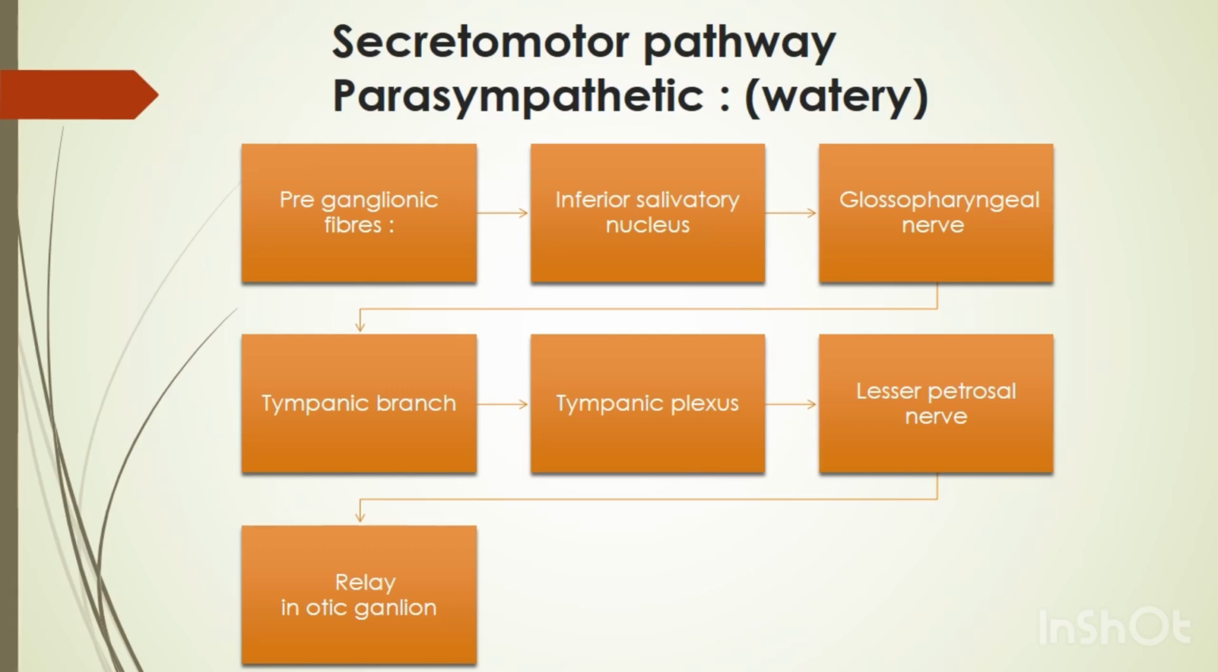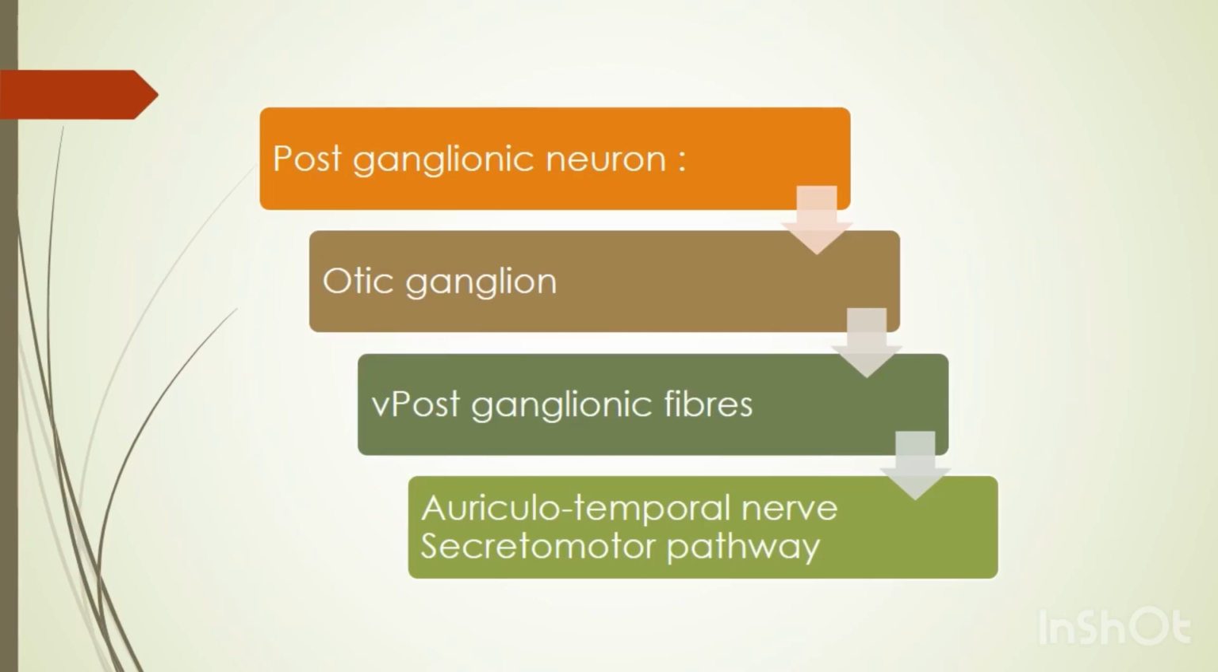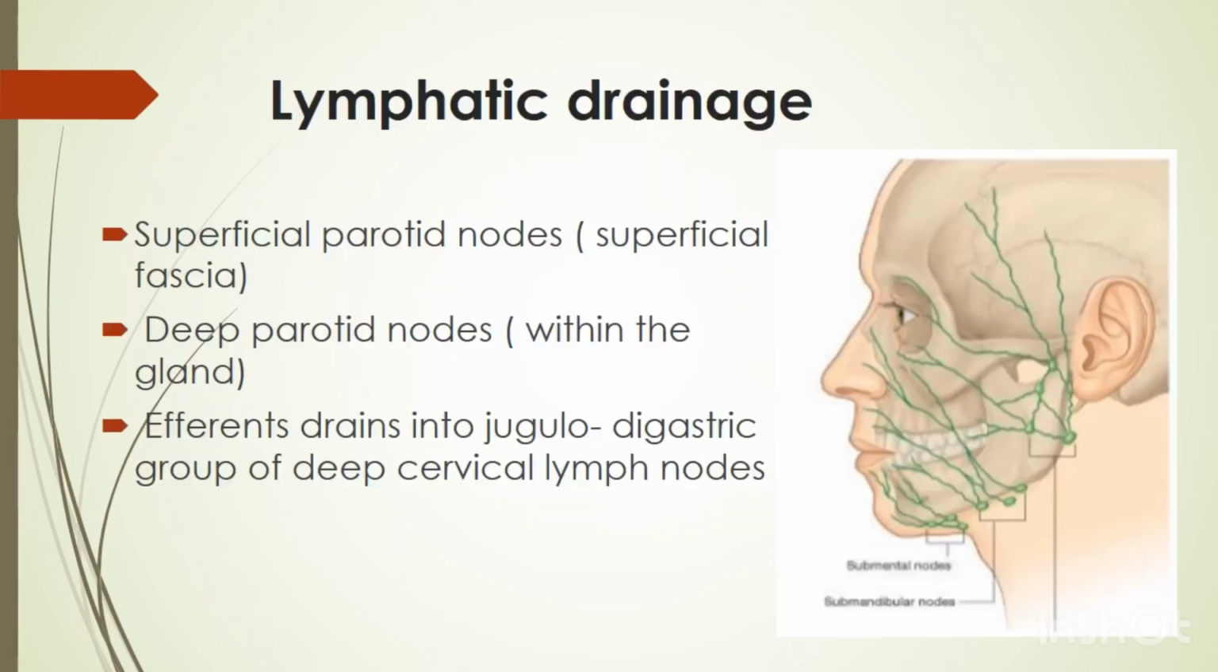The preganglionic fibers begin from the inferior salivatory nucleus. They pass through the glossopharyngeal nerve and then the tympanic branch of the glossopharyngeal nerve, then through the tympanic plexus and lesser petrosal nerve. It relays in the otic ganglion. So this is the preganglionic pathway, which is very important to know. The postganglionic fibers from the otic ganglion pass through the auriculotemporal nerve and innervate the parotid gland. So this is all about the parasympathetic pathway.